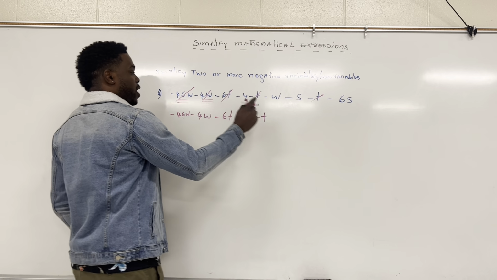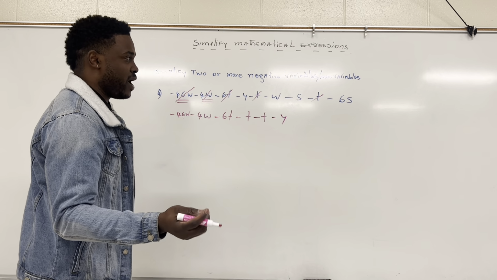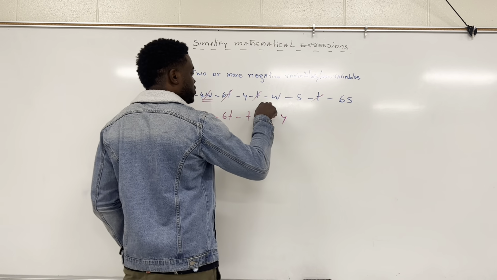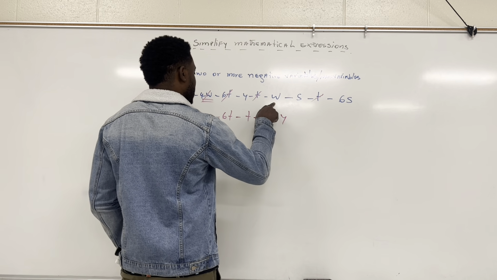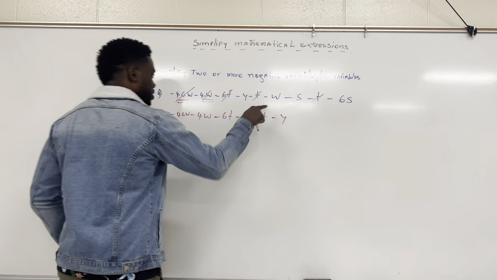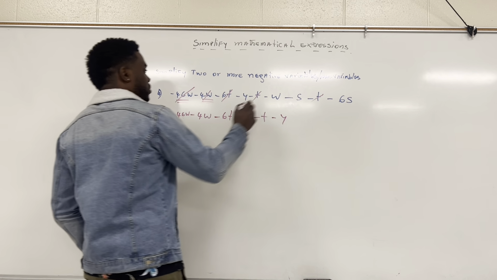So now let's work with Y. We notice that there's only one Y, so we can't do anything else. We can't add it with anything else, right? And then after that, did we do that W? We did not do that W. So we must add W. Let's add it over here at the end, right? So we're going to see W, negative W.